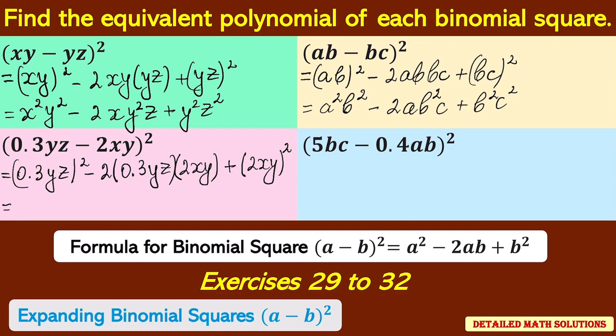Next, I have to calculate the exponents and simplify further. 0.3 squared is 0.09, and then I have y squared z squared, minus 2 times 0.3 is 0.6 multiplied by 2 is 1.2, and then I have x y squared z, plus 2 squared or 4 x squared y squared.